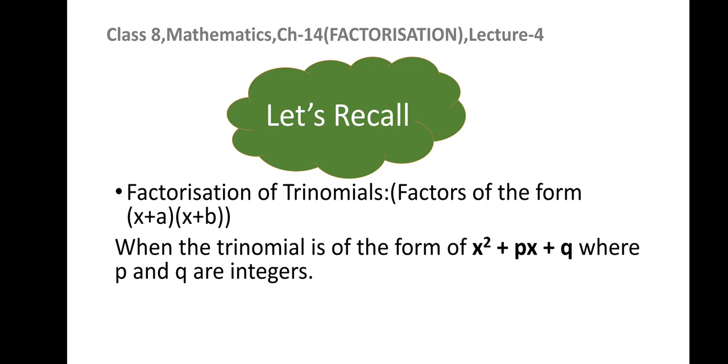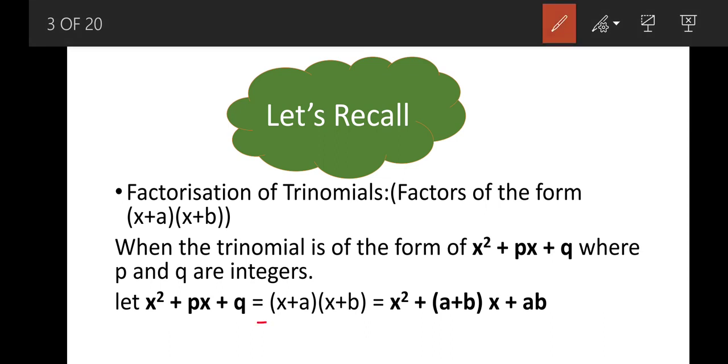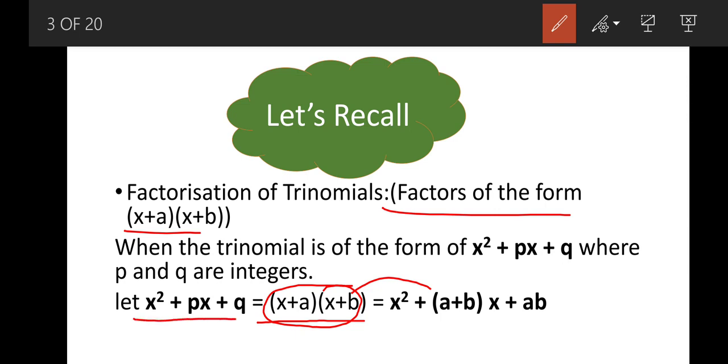q are integers, and for this I am taking x square plus px plus q equal to x plus a, x plus b, because it is the topic only factors are of the form x plus a, x plus b. And when I will be multiplying these two binomials, I will be getting this. Now next step is you need to compare this x square plus px plus q, one expression, to x square plus a plus b into x plus ab.